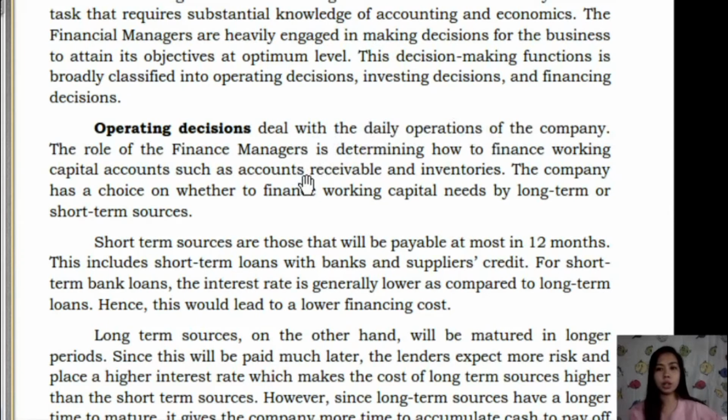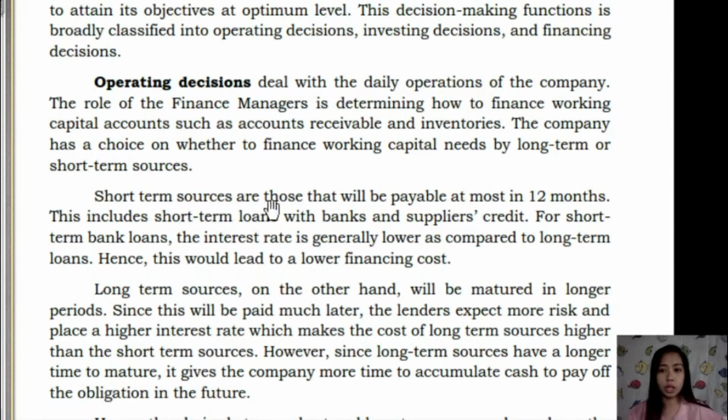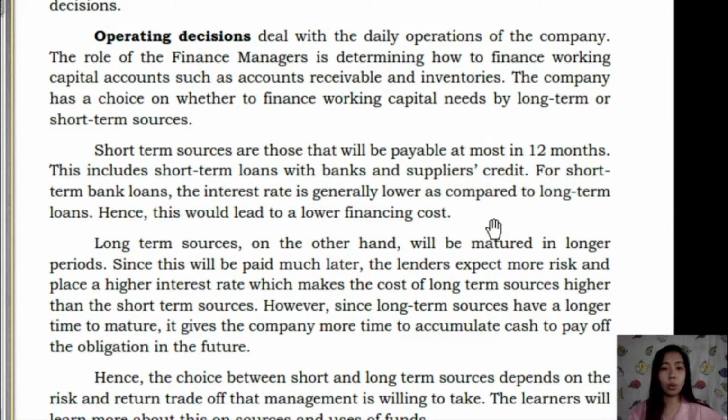So, si financial manager, he should determine how to finance the working capital, especially accounts receivable and inventories, which are used in the daily operations of the business. So, you have the short-term sources, payable within 12 months, so loans that could be payable within the year, and could also be long-term sources. Pwede rin kumuha sa long-term sources or mga mauutangan pang matagalan para ma-finance yung daily operation ng ating negosyo. So, it will be matured in longer periods.